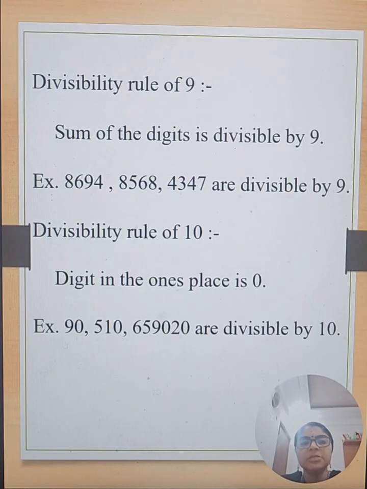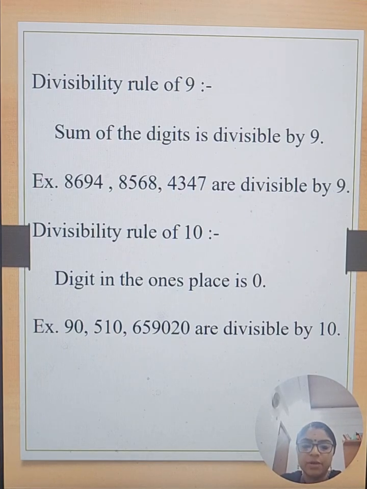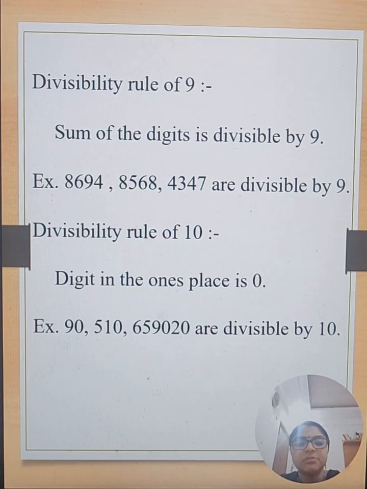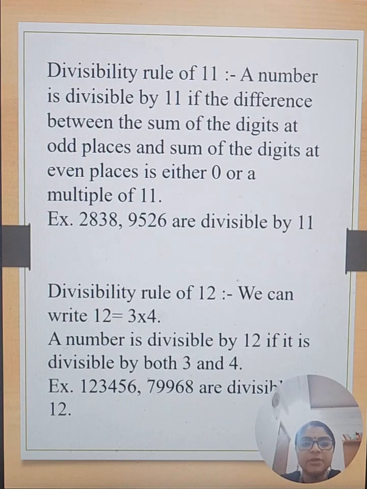Then the divisibility rule of 10. If the digit in the ones place is 0, you can check the ones place, whatever number is given to you. If the last digit, that means the ones place, is 0, you can conclude it is divisible by 10. Previously we have seen the divisibility rule of 5, which tells that if the ones place is either 0 or 5, it is divisible. If the ones place is 0, we can tell it is divisible by 5 and divisible by 10.